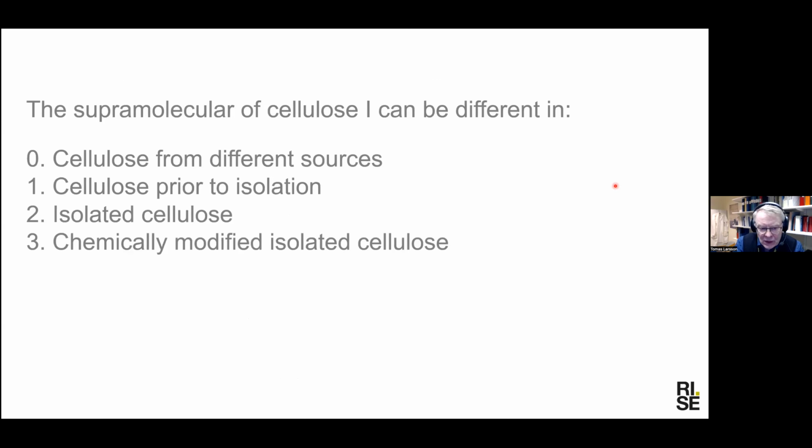Secondly, this misunderstanding about cellulose as a class of compounds rather than one compound can be resolved rather easily if you realize that cellulose from different sources, that was known, but also cellulose prior to isolation, isolated cellulose, and chemically modified isolated cellulose, don't have to be the same. They don't have to have the same supramolecular structure. They can be rather distinct animals, so to speak.